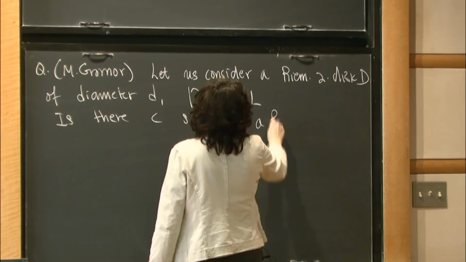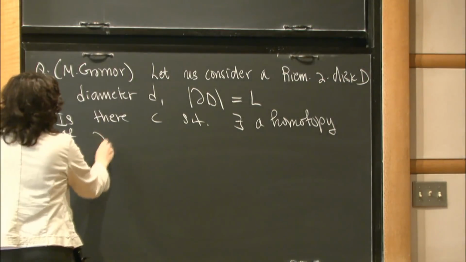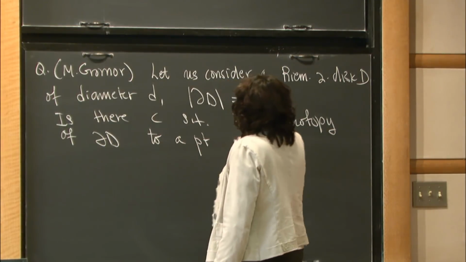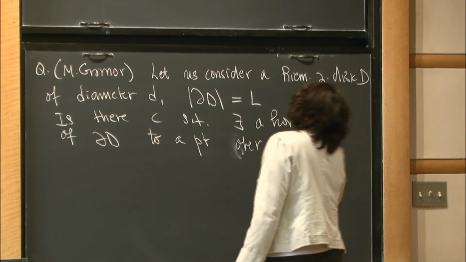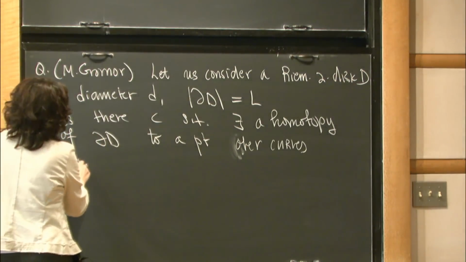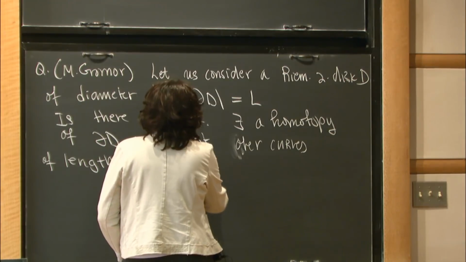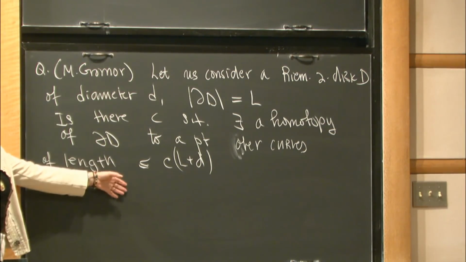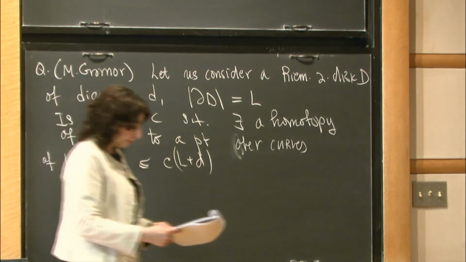there exists a homotopy of the boundary of this disk to a point over curves of length bounded by some constant times L plus D. Okay, so they first constructed a counterexample, so the negative answer to this question, and then Evgeny, based on that example, constructed his example.